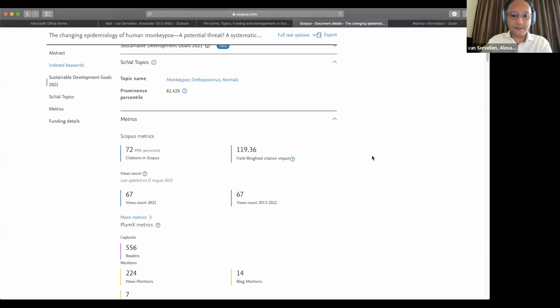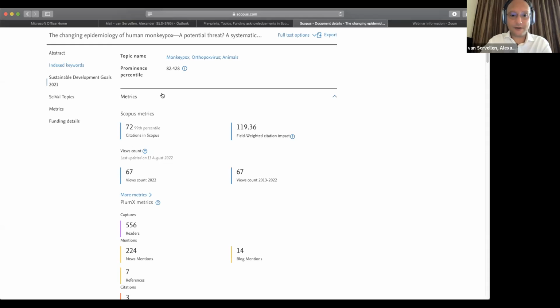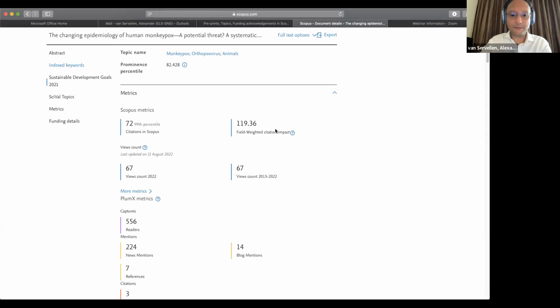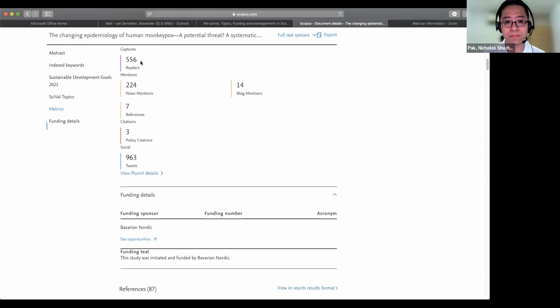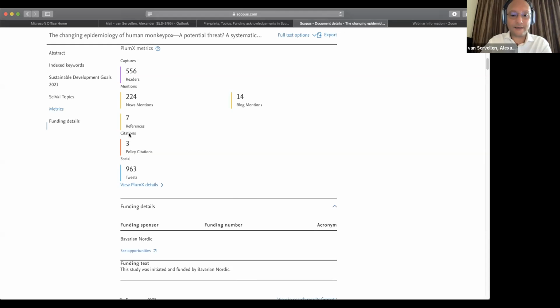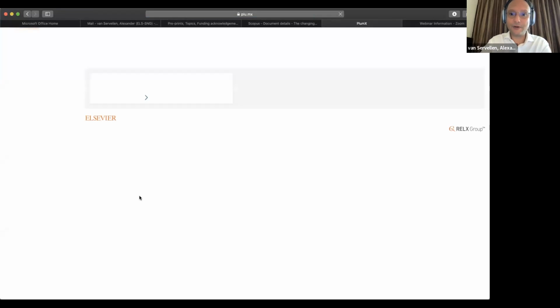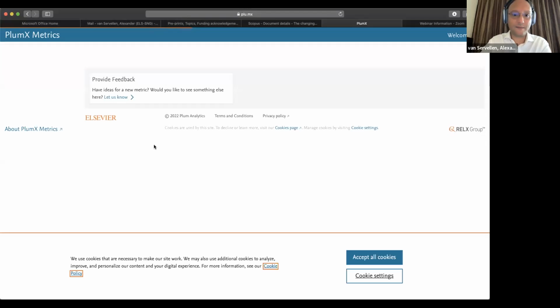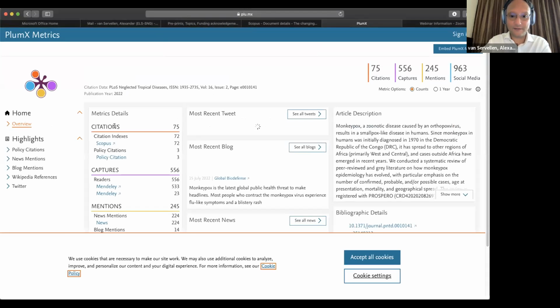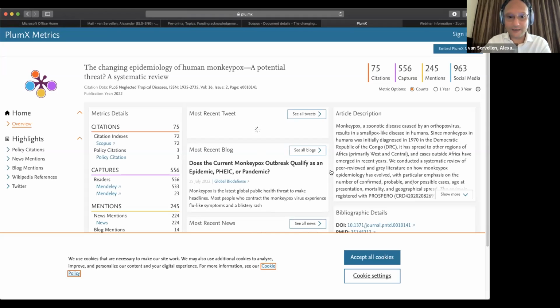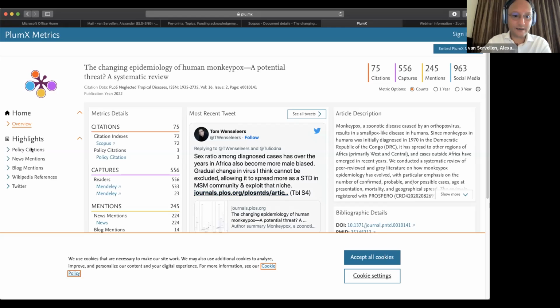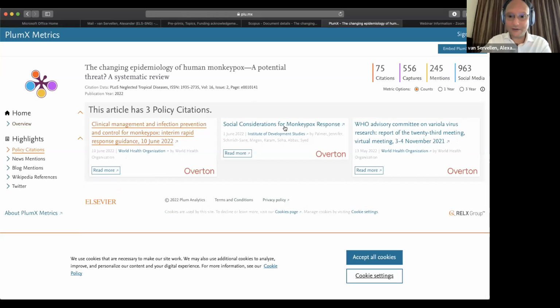It's not what we're talking about today, but you can see here the metrics, right? So we can see this is a relatively highly cited paper. And here we can see the PlumX details about this particular paper, which we always like to cover because it's so cool. And sometimes people don't always find it. So we can see that, for example, this paper has been tweeted about, it's not only been cited, but it's been cited by policy, World Health Organization documents that are citing this paper.